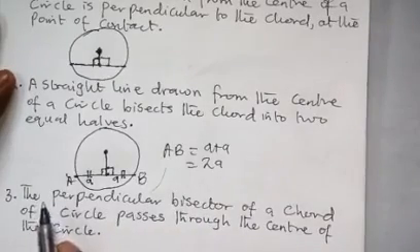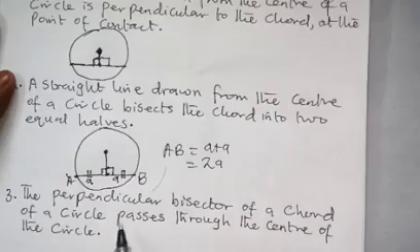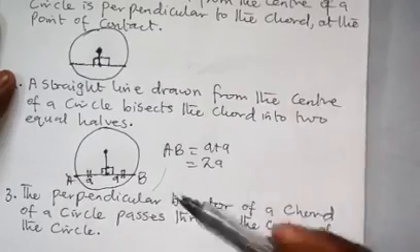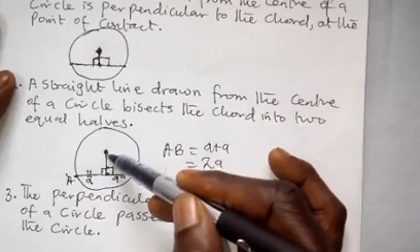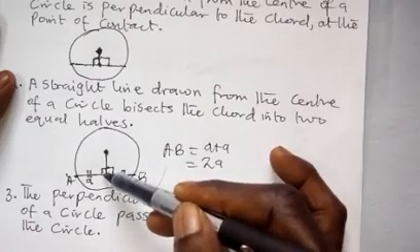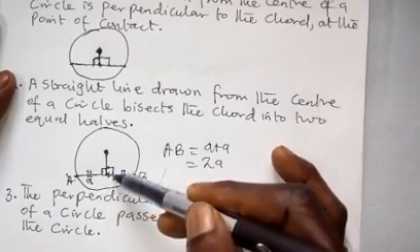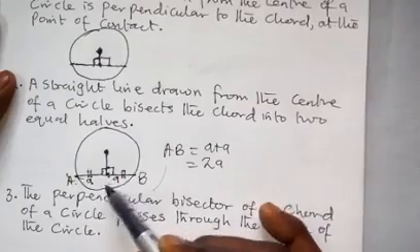The third property says that the perpendicular bisector of a chord of a circle passes through the center of the circle. You already know that once we draw a straight line from the center of the circle to touch a chord, it forms 90 degrees with the chord, and also it divides the chord into 2 equal halves.